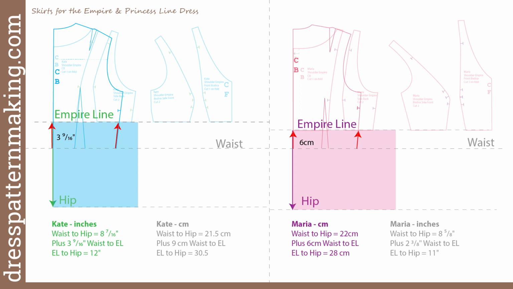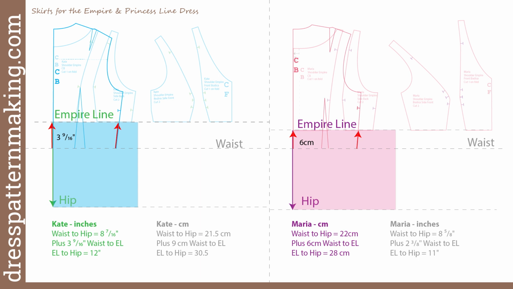So Kate's waist to hip is 8 7/16 inches, plus from the waist upward to the empire line is 3 9/16 inches, so her empire line to hip is 12 inches. My waist to hip is 22 centimetres, plus the 6 centimetres that are cut off from the bodice, so from the waist up to the empire line. Therefore the total empire line to hip is 28 centimetres for me.